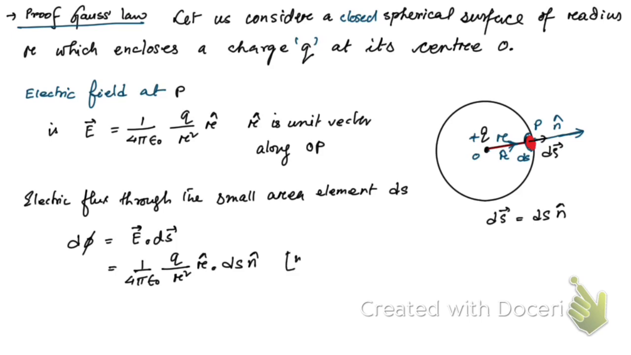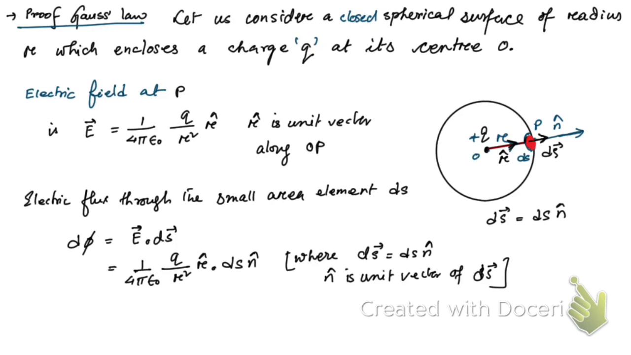where ds vector is equal to ds n cap. N cap is the unit vector of the area vector ds, right? So let me assume it that way. Now you see, the direction of this r cap and the direction of this n cap are the same, so theta is going to be 0, and cos 0 is 1.